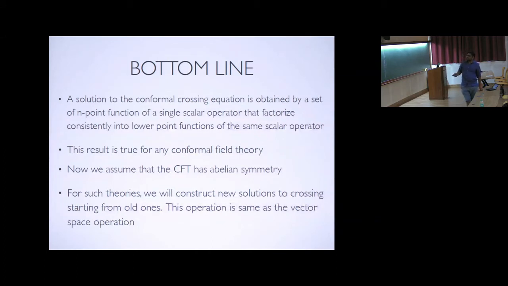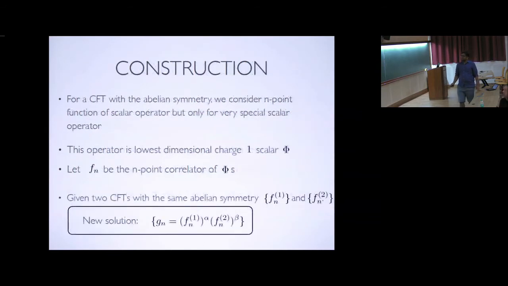In particular, I will construct new solutions starting from old ones, and this operation would be the same as a vector space operation. And it's quite simple to see why that is the case. Let me first give you the answer and show why that is the answer. So for a CFT with abelian symmetry, I choose phi to be a very special operator now. This is a special scalar operator with the lowest conformal dimension. Now that is the leading singularity in that channel. And I also want it to have charge 1 associated to this abelian symmetry.